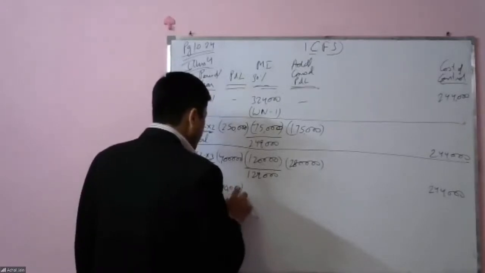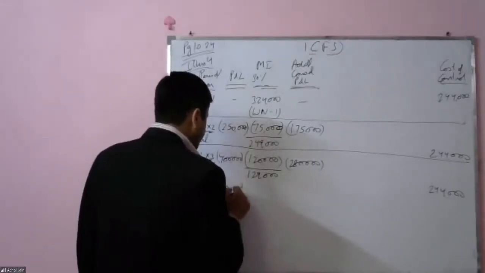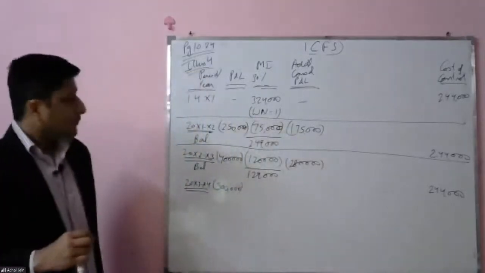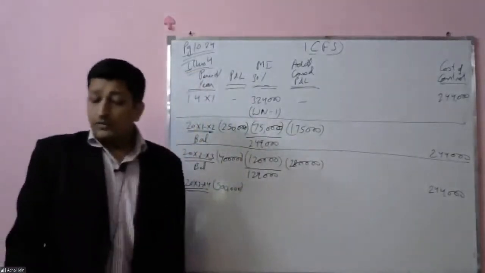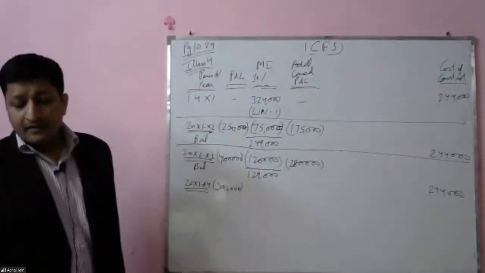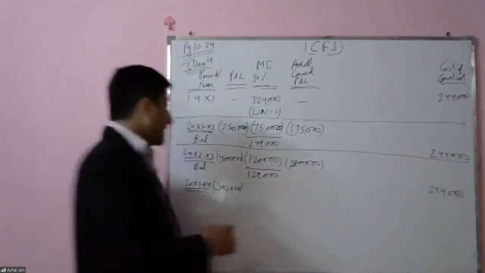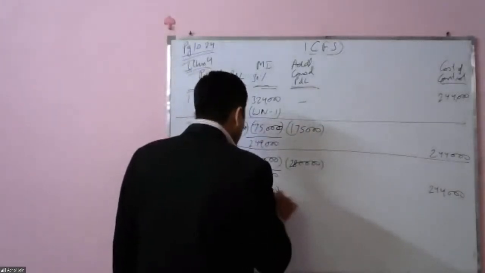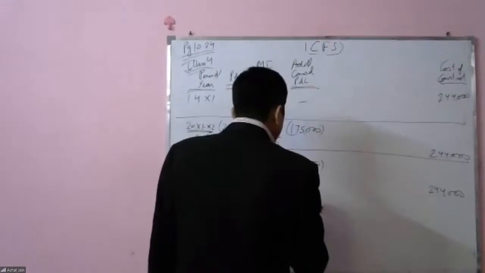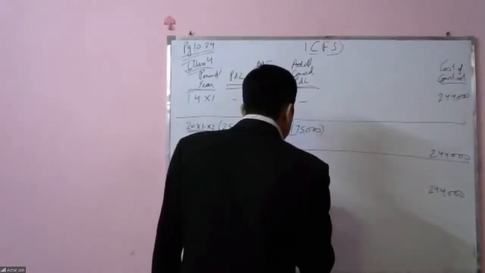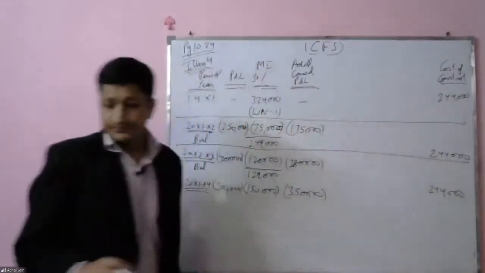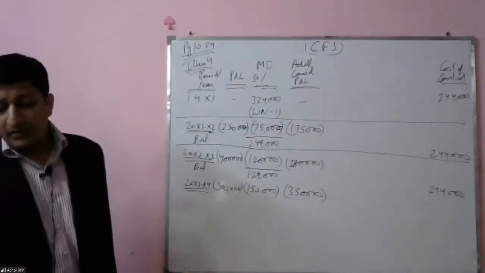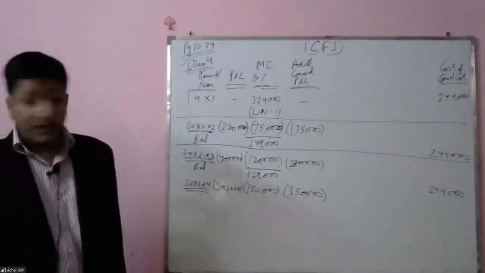There was a loss of 5 lakh. Now, out of this loss of 5 lakh, a loss of 1,50,000 will go to minority and 3,50,000 will go here. Correct? So what is the balance of minority after this? 21,000.